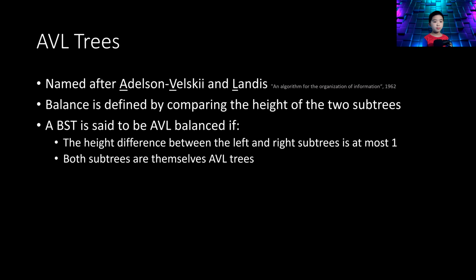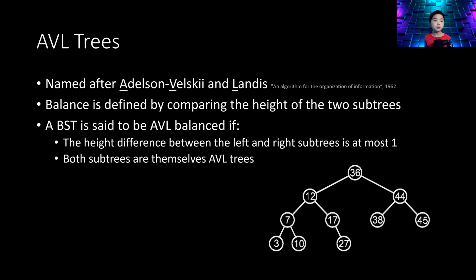For example, if a BST only has two nodes, then one subtree has a single node and the other subtree is empty. But it is still called balanced because there is no way to make it more balanced. With that in mind, let's define the AVL trees. There are two points here. First, the height difference between the left and right subtrees is at most 1, so it can either be 0 or 1. Second, the AVL tree is also defined recursively, which means both the subtrees are themselves AVL trees.